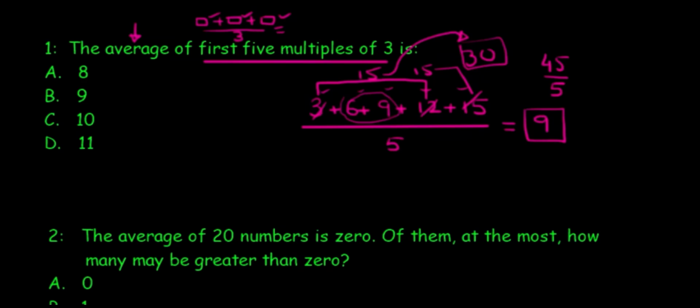So I got a 45 in the numerator, the sum of it was 45, divided by 5, that gives me a 9. That's my answer. Let's move on to the next question.